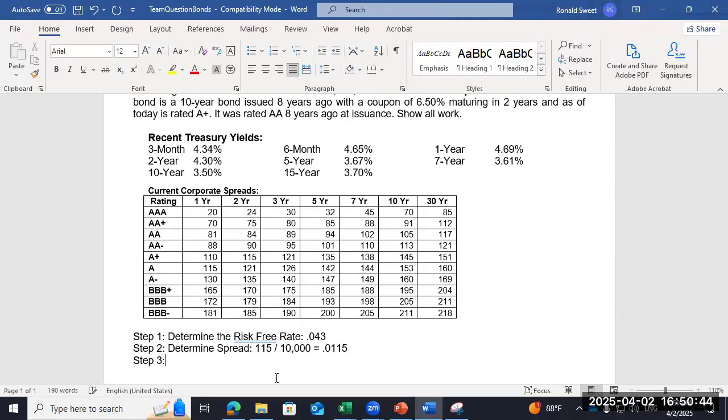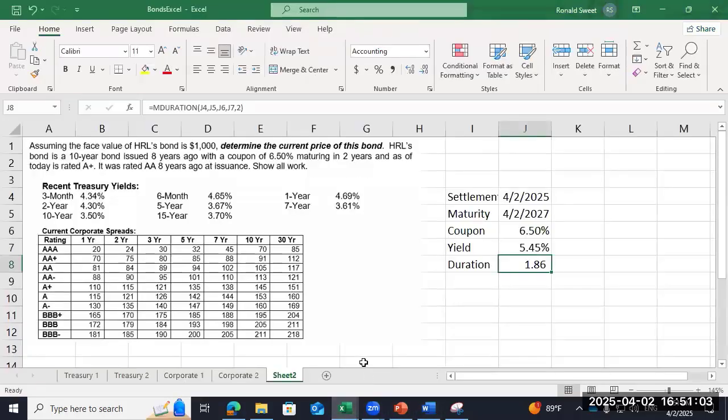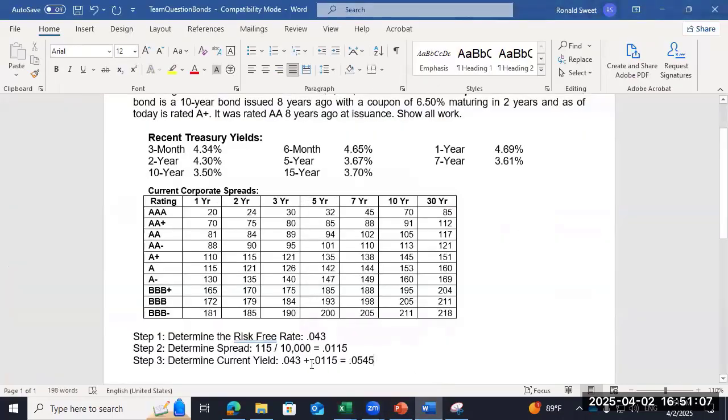Step 3, determine current yield. That's just going to be the risk-free rate plus the spread. So risk-free plus the spread.